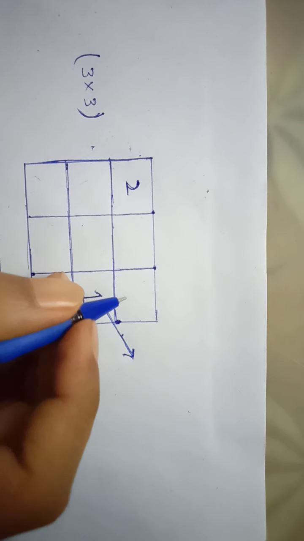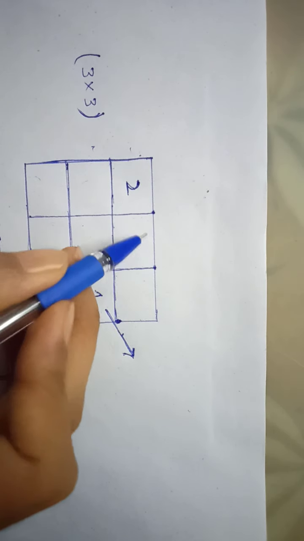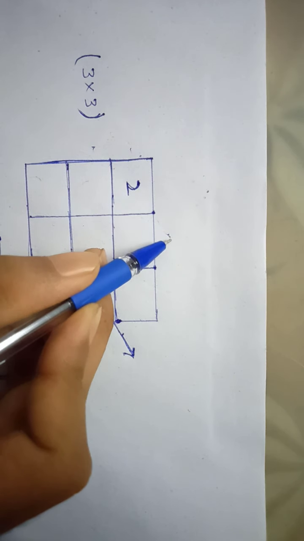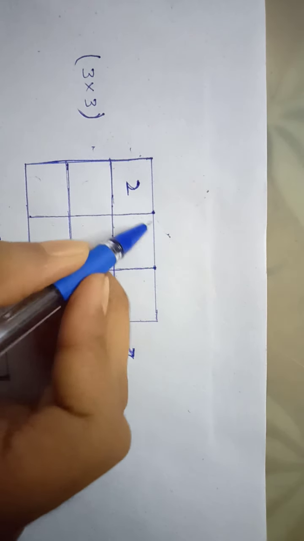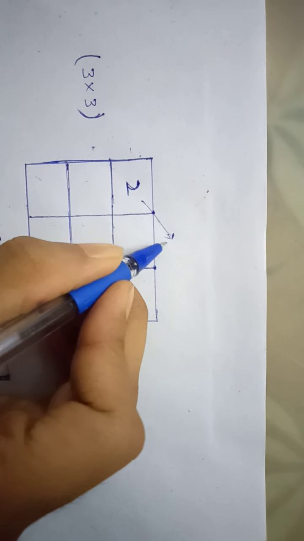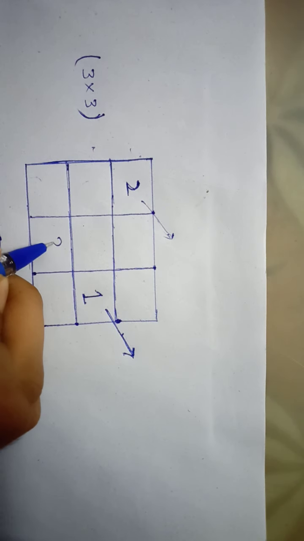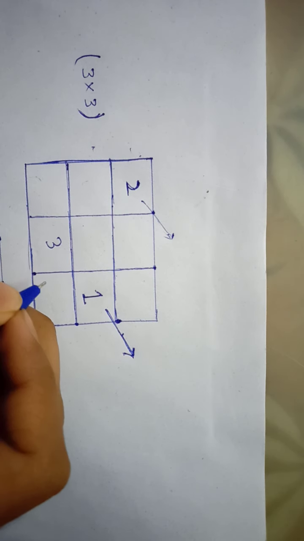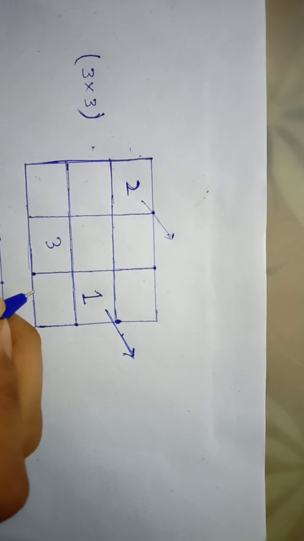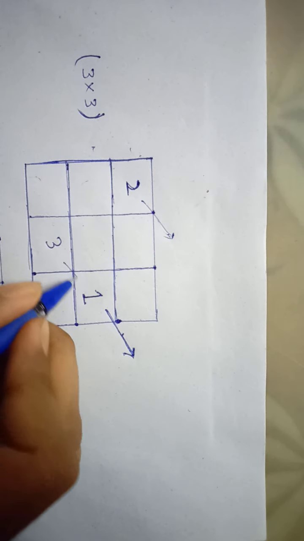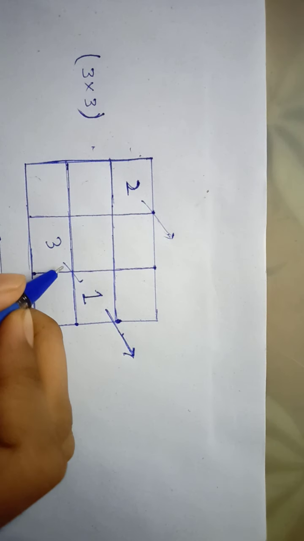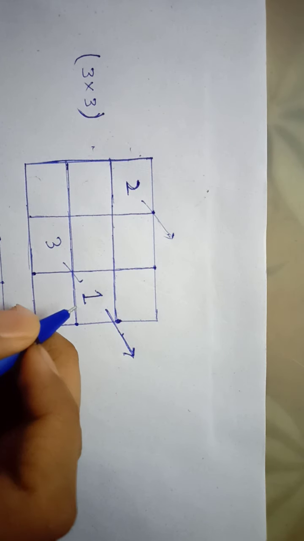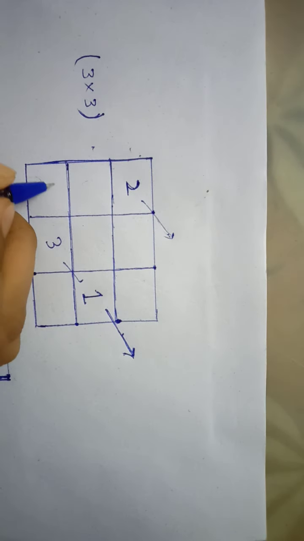Now again we move diagonally, but no box is here. So the number 3 goes to the mid position of the last row. Now the number 4 comes and finds its position. But if we move diagonally, the number 3 collides with the number 1. So the number 4 will sit beside the number 3.